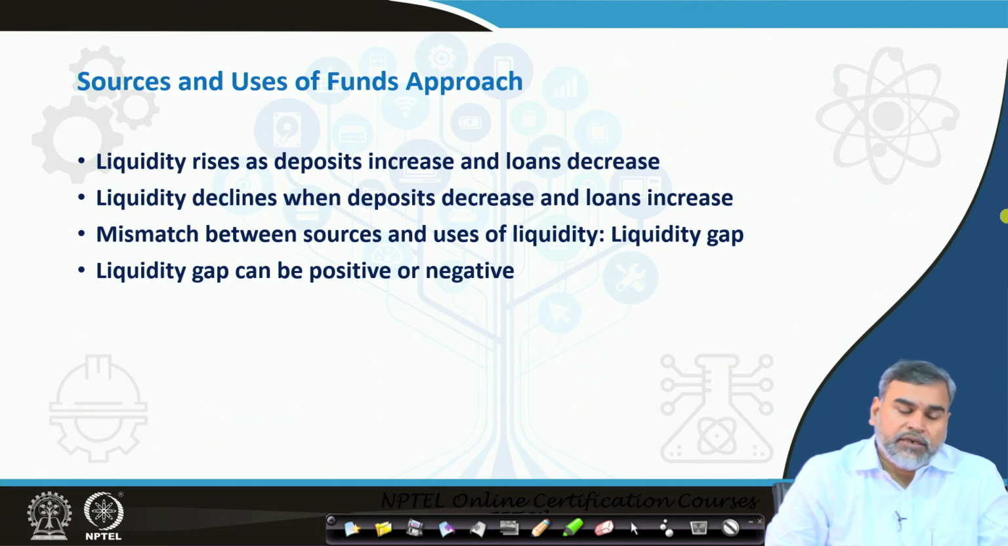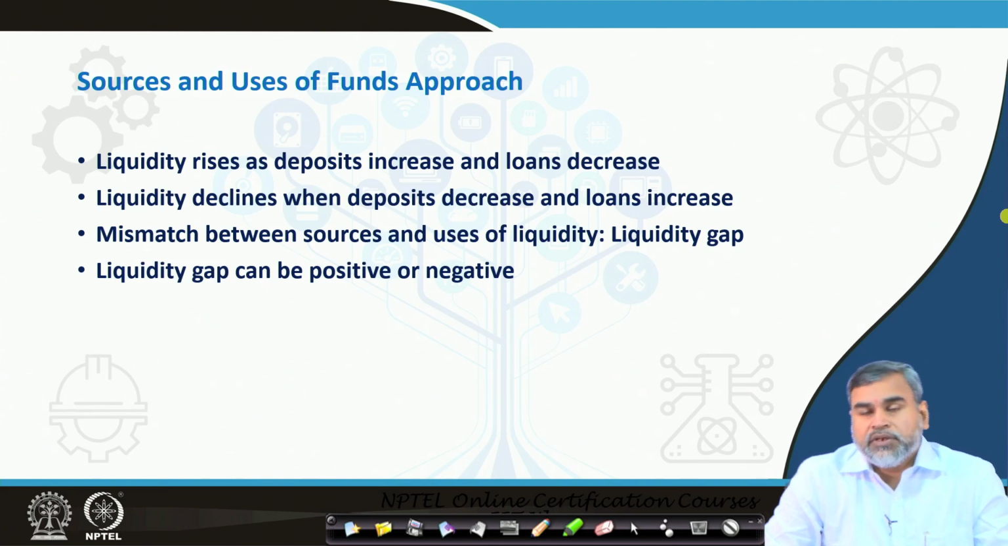But we already know that there is a mismatch between the sources and uses of liquidity, for various reasons we explained in the previous class. There is always a liquidity gap, because demand and supply are not the same, and the sources and uses of the liquidity positions are not the same. The liquidity gap can be 0 whenever there is a balance, and it can be negative or positive depending upon the sources and uses of the funds.